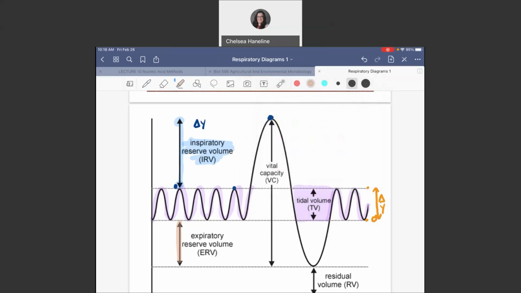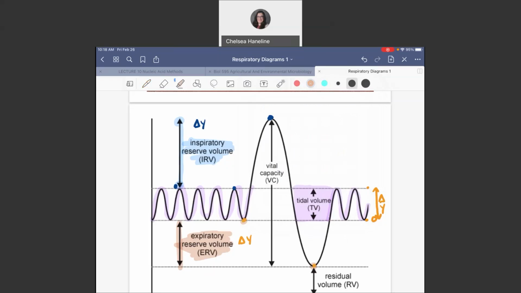Okay, so we have our expiratory reserve volume, and our expiratory reserve volume is obviously from the point in which we have our normal tidal breath, and we go down to where we have breathed out as much as we possibly can. So then you're going to find your delta Y of that. Okay, so you would find your change in Y from here to here, and that would be your value for expiratory reserve volume.